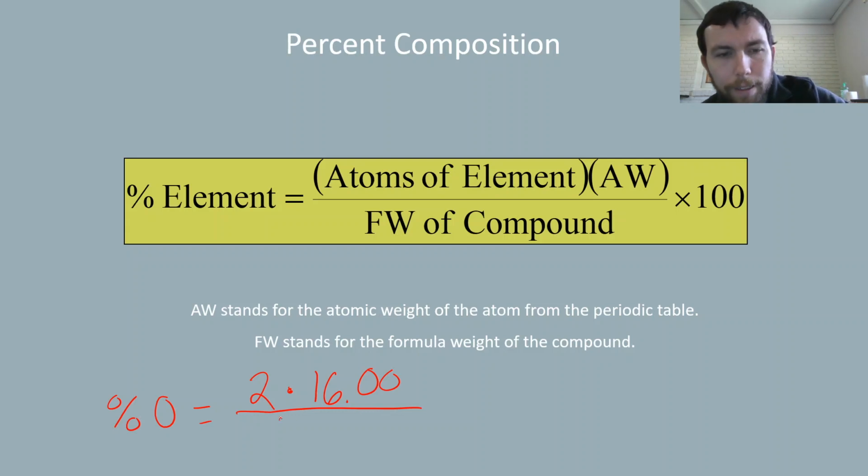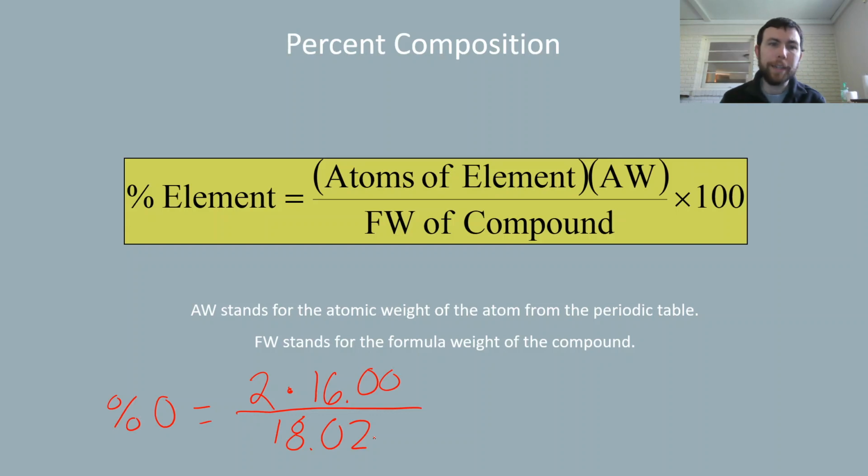So you've got 18.02, the formula weight of water, right? Oh, Mr. Kenton made a huge boo-boo. It's not supposed to be 2. There's only 1 oxygen, right? Ignore that. It's a 1. I was thinking of hydrogen. There's 1 oxygen, and there's 2 hydrogens.